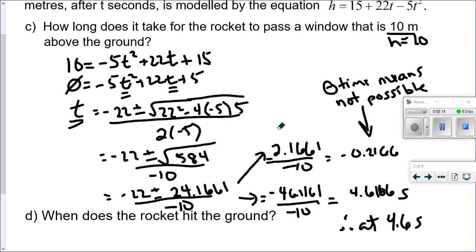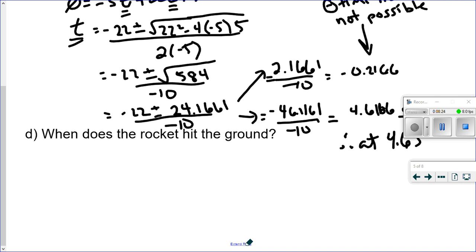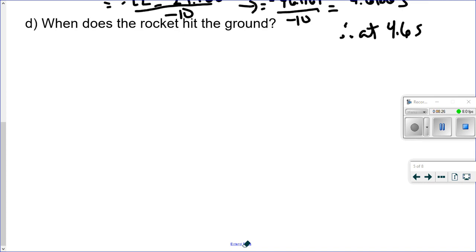Anyways, negative time means that that answer is not possible, and this is where your therefore statement comes in. Both of these are mathematical answers, but only one of them is a realistic answer to the question that was asked. When does the rocket hit the ground? Well, this is essentially the same question that we had before, except that now we're working off the original equation.